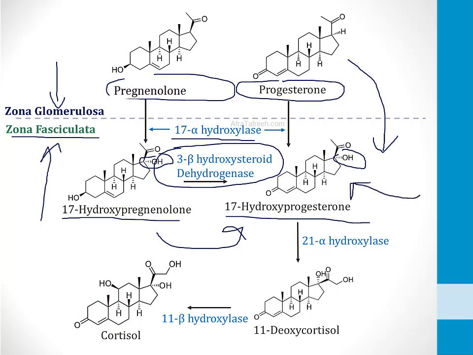Once you have 17-hydroxyprogesterone, 21-alpha-hydroxylase, the same enzyme that was used in the zona glomerulosa, is used again. It adds a hydroxyl group to the 21 carbon to make 11-deoxycortisol. And then 11-beta-hydroxylase, the same enzyme that also worked in the zona glomerulosa, will make cortisol from 11-deoxycortisol.